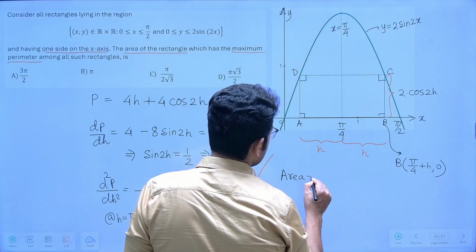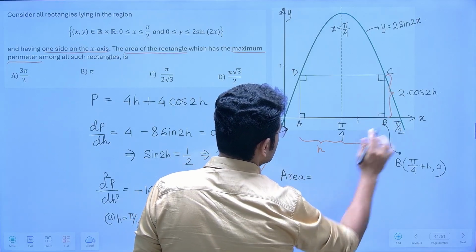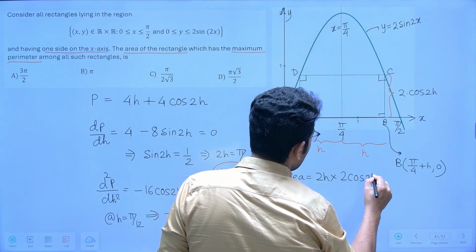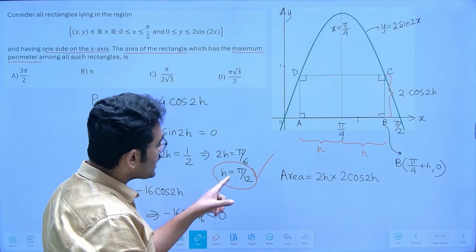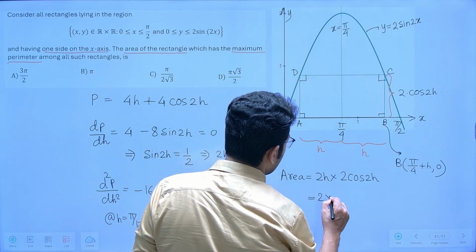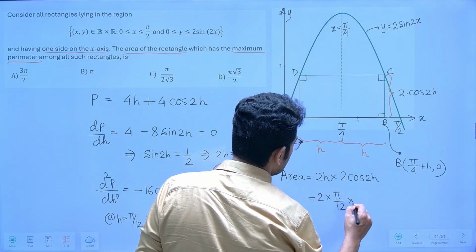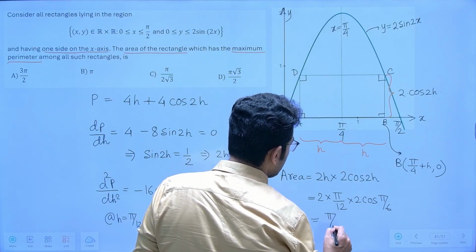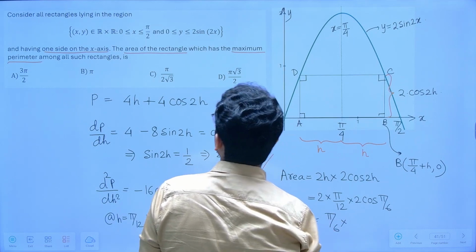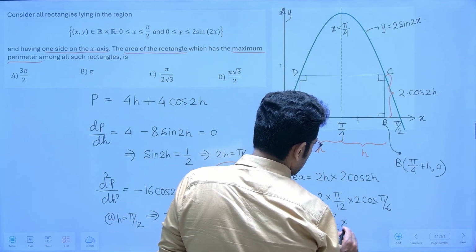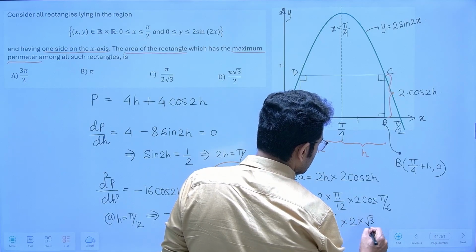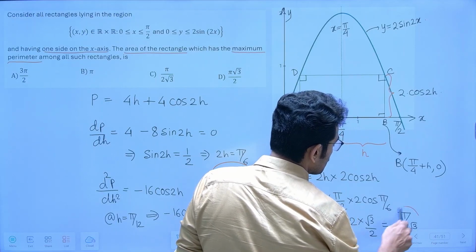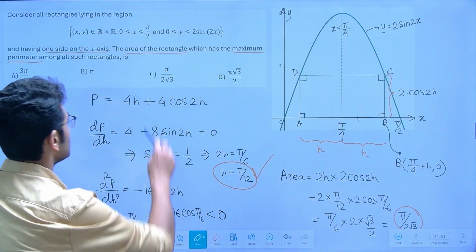Area of the rectangle will be base into height. Base is 2h into height is 2 cos 2h, and we need to find out this area at h equal to pi by 12. So put h equal to pi by 12: 2 into pi by 12 into 2 cos pi by 6. So it will be pi by 6 into 2 into cos 30, which is root 3 by 2. So it will be pi root 3 by 6... this will be the area of the rectangle. So answer is option C.